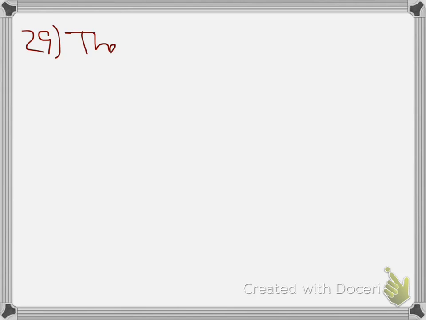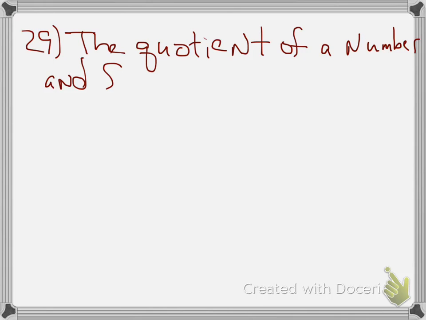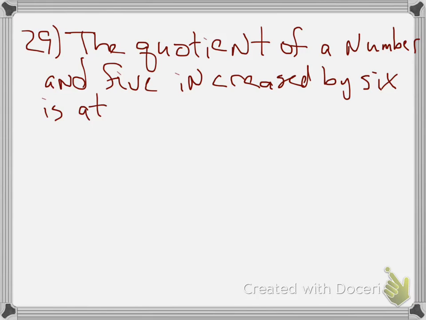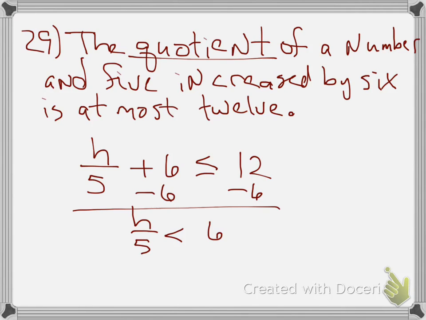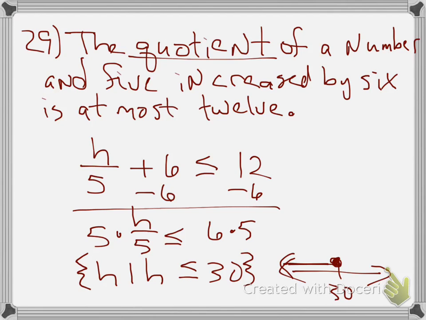Number 29, I try to be a little tricky with the quotient. You'll be fine. Again, remember, the quotient means that you've got to say division. So that means I'm dividing a number, so a variable, and 5. That's all that quotient is. Quotient of a number and 5 is h divided by 5. Increased by 6 gives me 12. At most, notice out here I put at most 12, so that means I've got to be less than or equal to. Keep in mind what that phrase means. Okay, subtract 6, multiply by 5, and I will get my answer. Oops, I kicked my desk. Look out. And there you go.